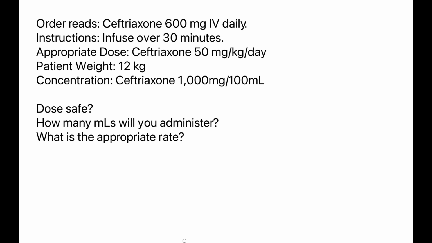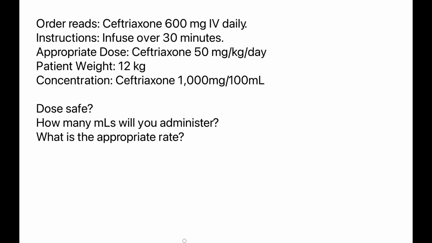Now for our final example, let's do an IV medication. Using this example, our order reads we're giving Ceftriaxone 600 milligrams IV daily. Our instructions are to infuse it over 30 minutes. The appropriate dose from the drug book is 50 milligrams per kilogram per day of Ceftriaxone. This patient weighs 12 kilograms, and the concentration is 1,000 milligrams in every 100 mLs.